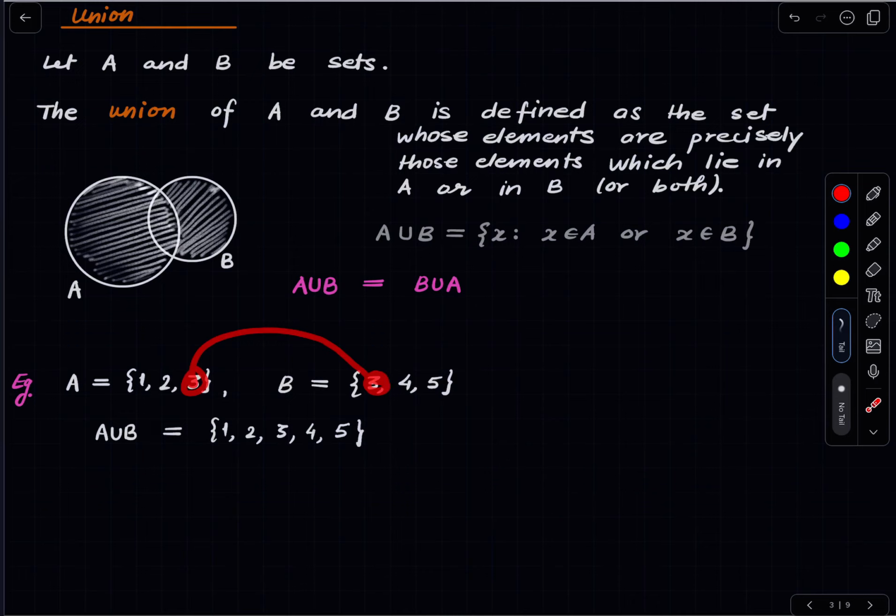This element was repeated. So it will definitely feature, but others will also feature. Repetition does not change the set. So writing 3 two times is not going to change anything. So we just write 3 only one time. All right. So I think that's good enough for the notion of union.